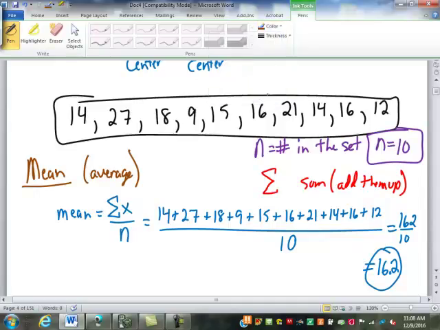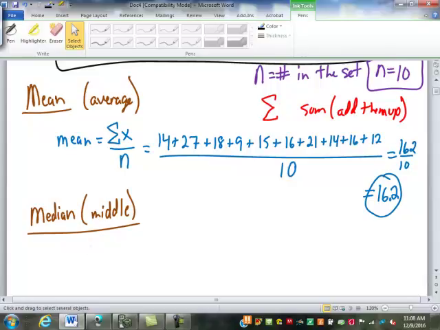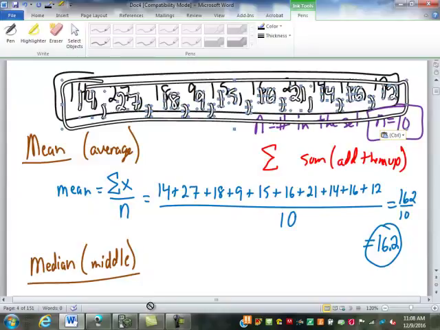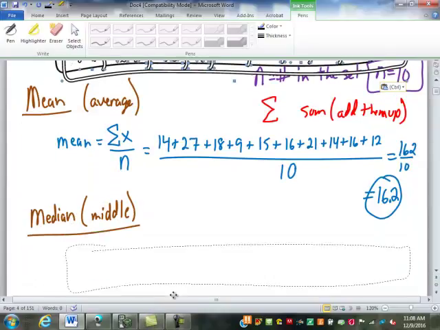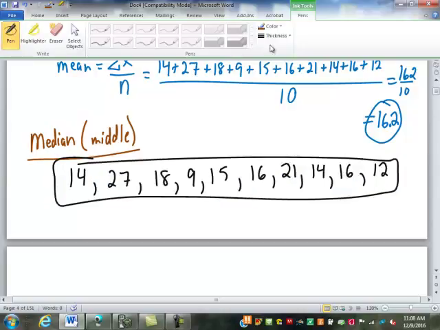So that one we're pretty comfortable with. We've been seeing that one for a few years. The next one is the median. The median is often referred to as the middle. To do the median, generally we first have to put them in order. So I'm going to put my set back down here. So the first thing I'm going to do is put them in order.